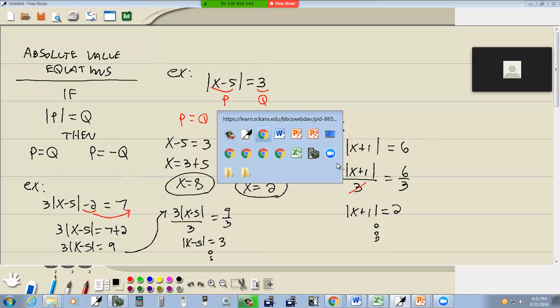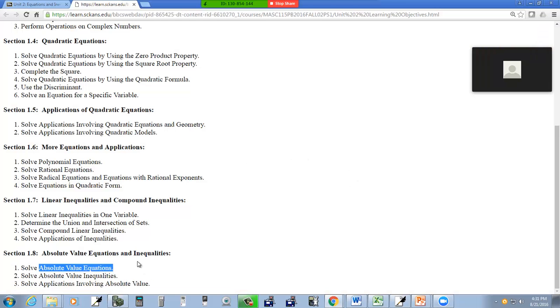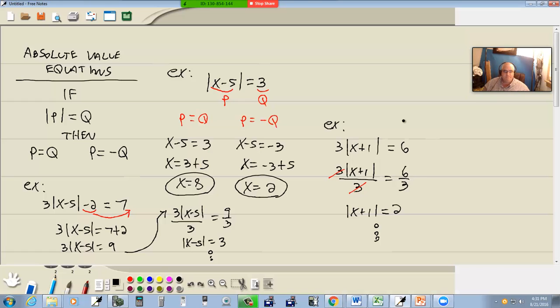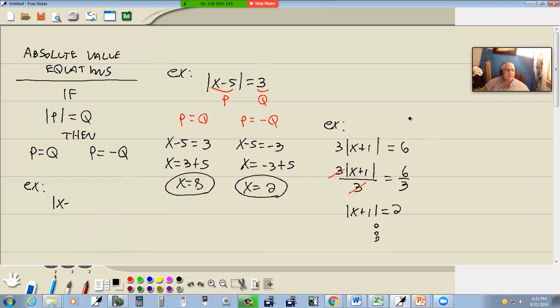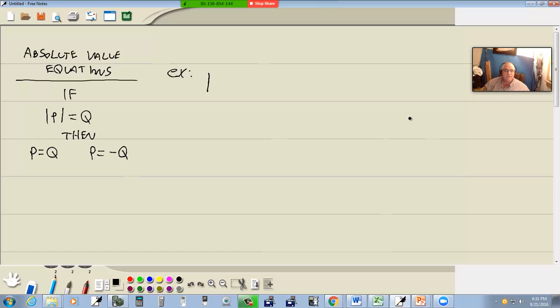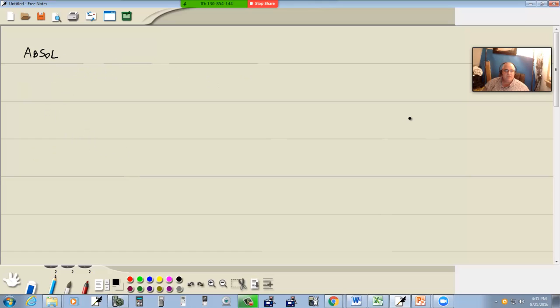Now the next topic, I'm running a little bit over 4:30, but I want to go ahead and cover these absolute value inequalities. Okay, so absolute value inequalities.